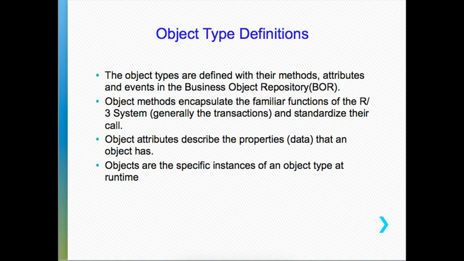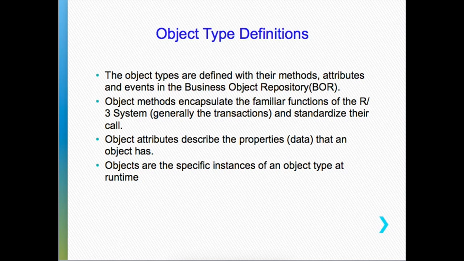Object type definitions. What is the definition of object type? Object types are defined with their methods, attributes, and events in the business object repository. Object methods encapsulate the familiar functions of the R/3 system, generally the transactions, and standardize their call. So what it means is, in an object, you will have certain methods.